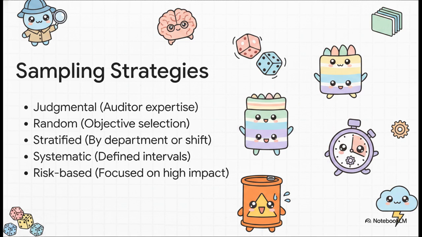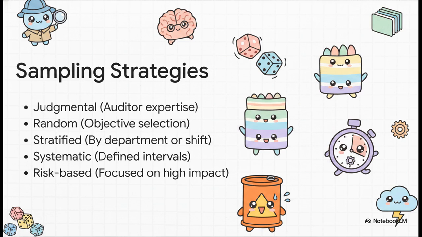For instance, they might use judgmental sampling, which leverages their own professional expertise to zero in on records that are most likely to show weaknesses. Or they might switch over to random sampling to keep things entirely objective. This prevents a company from just cherry-picking their absolute best files to show off. Then there's stratified sampling, where they divide evidence by department, just to make sure the night shift is following the rules just as well as the day shift.